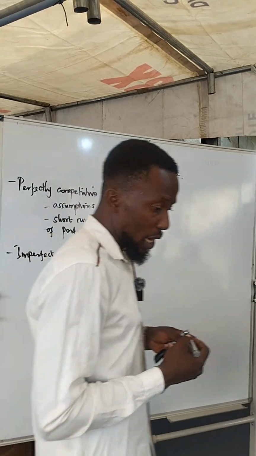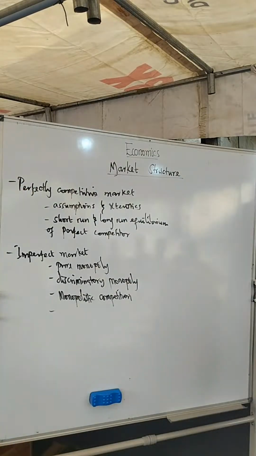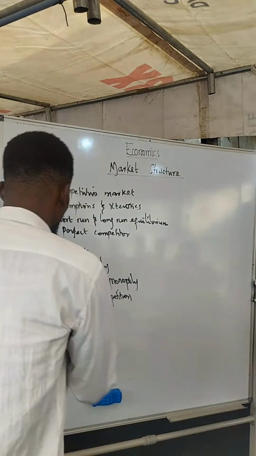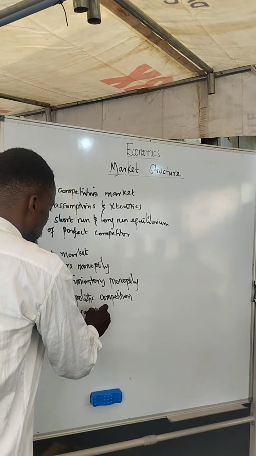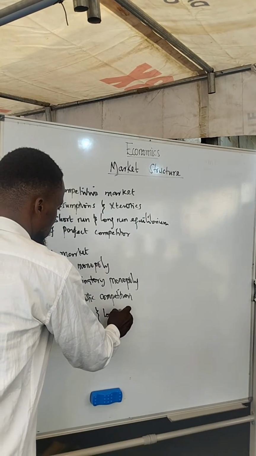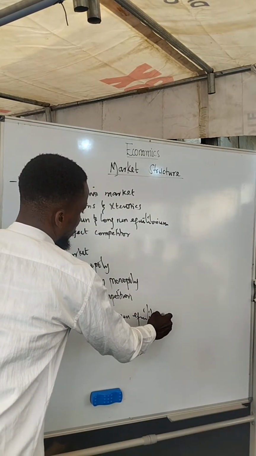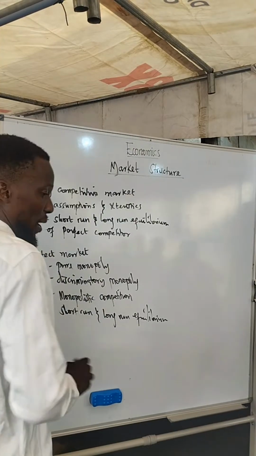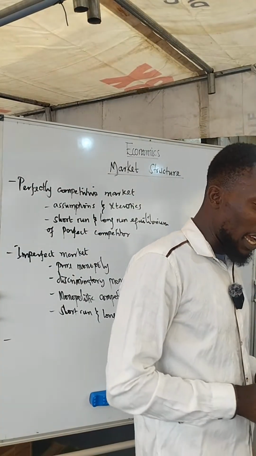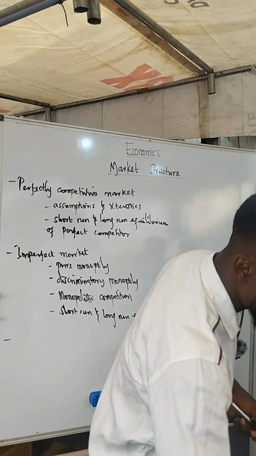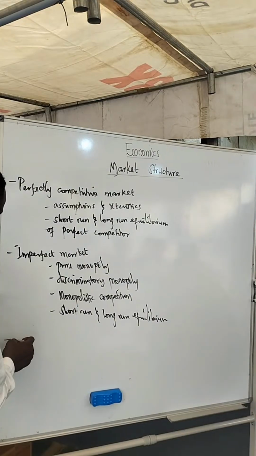Then we'll look at short run and long run equilibrium positions. Under that, short run and long run equilibrium. After that, the C part of it, we have break even or shut down analysis in various markets.